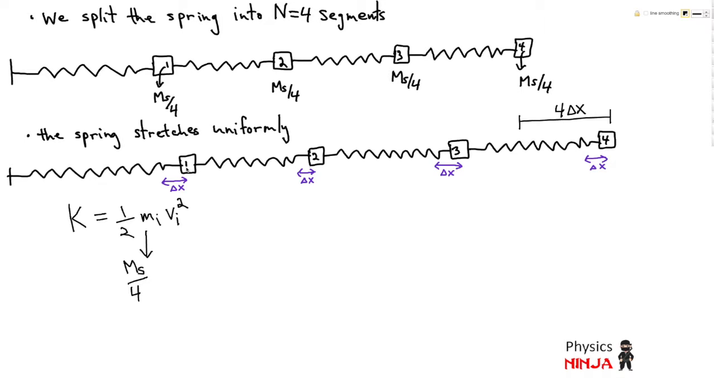Well, that means that block number 1 in that interval of time will only move delta x. However, each spring will contract by the same amount, and that means that the total displacement for block number 4 is going to be 4 times delta x. If you look at the total displacement in that interval of time for block number 3, the total displacement is going to be 3 times delta x.